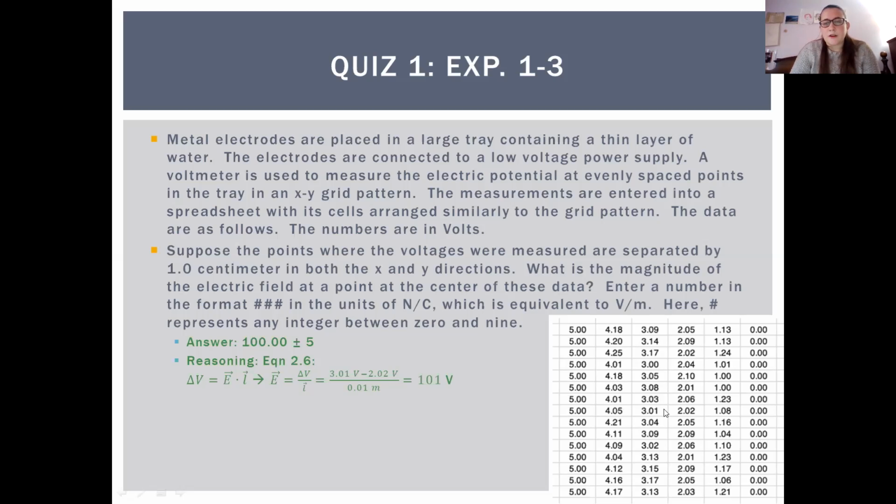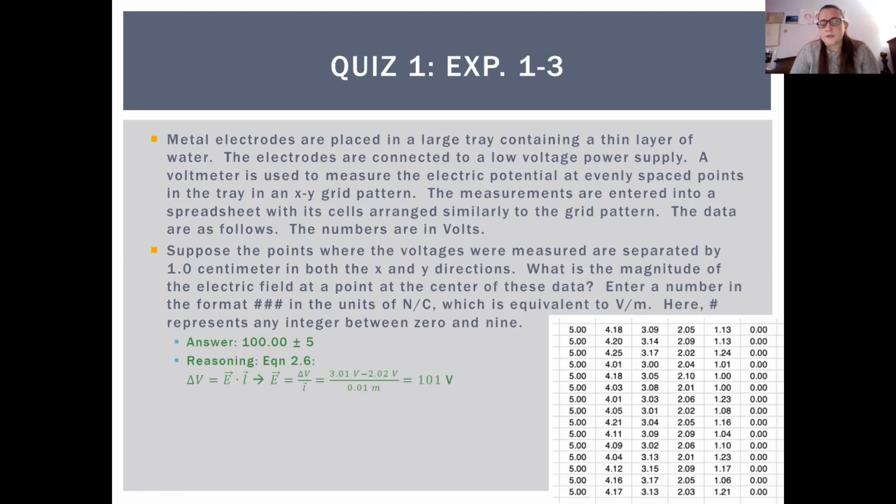But we want to find the difference in the potential here. So 3.01 minus 2.02 divided by the distance between them, which he tells us up in the question is 1 centimeter. I converted that to meters because he wants the answer in volts per meter. And we get, I'm sorry, my unit is incorrect there. It should be volts per meter. We get an answer of approximately 100 volts per meter for our electric field. So the answer that Canvas would accept is 100 plus or minus 5. If you had put in 101, that would have been acceptable.